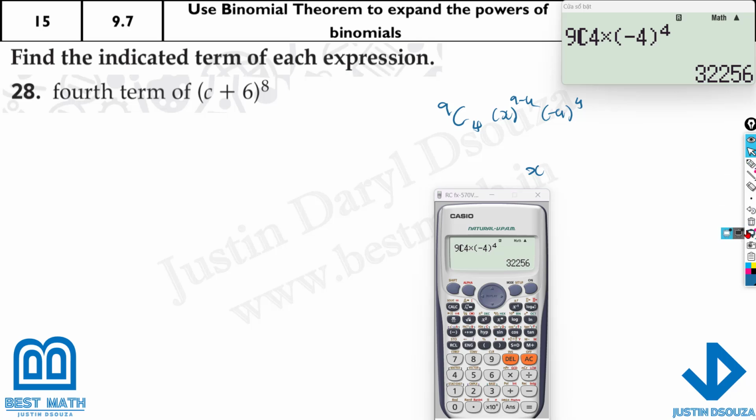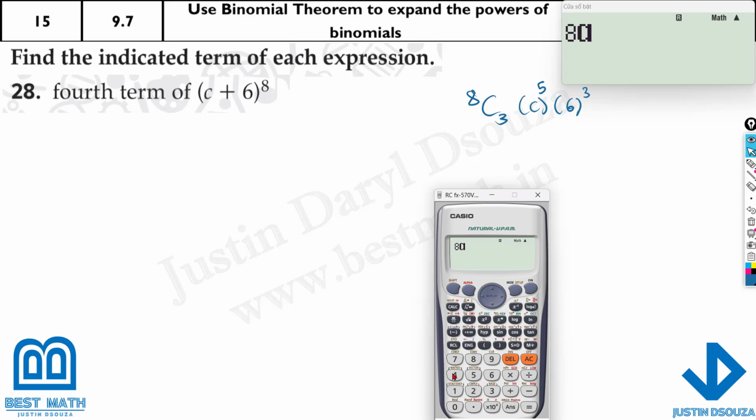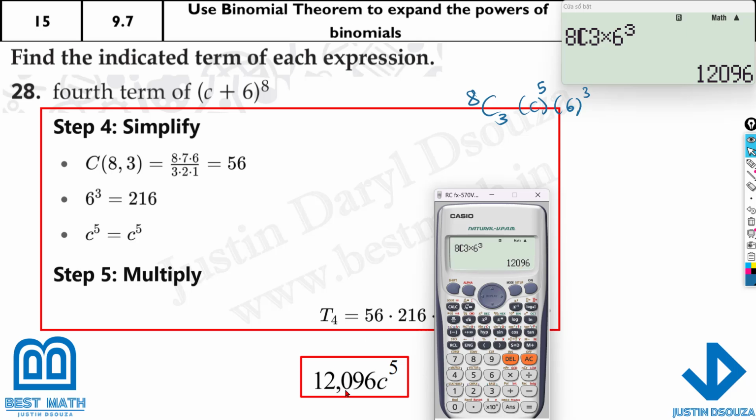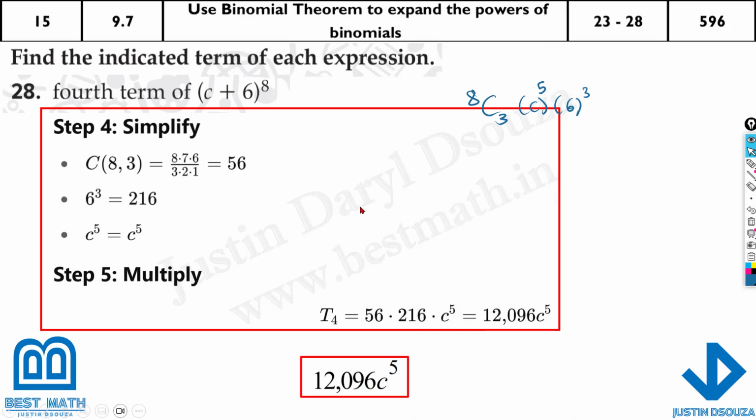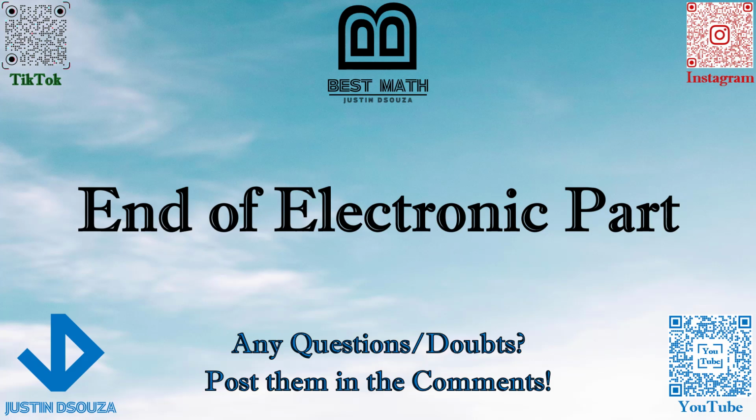Similarly, we'll do this one as well. Here we have 8c3. Why? Because it's fourth term. 4 minus 1 is 3, and c raised to the power n minus k, that is 8 minus 3 is 5, and then we have 6 raised to the power, what is the k value? It's 3. So now put the coefficients in the calculator, that is 8c3 multiplied with 6 raised to the power 3. That's the coefficient. It's 12,096. C to the power 5. So here we go. It's 12,096 c raised to the power 5. And that is the end of all the electronic part questions.